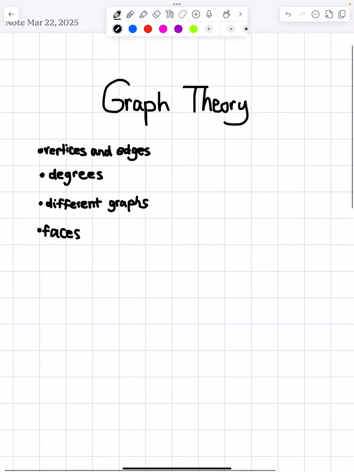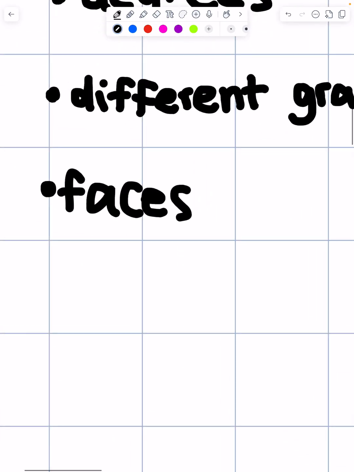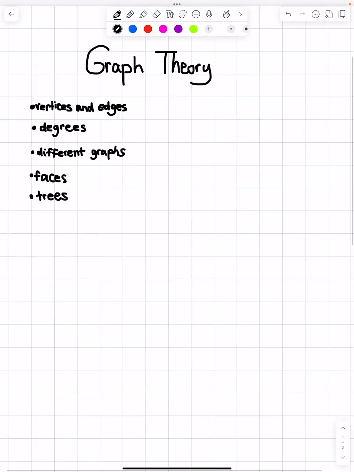So today we are going to learn about graph theory, but mainly we're going to learn about what are vertices and edges, what's a degree of a vertex, and the different graphs, how to differentiate different graphs, and faces. Oh, and trees. I forgot. So, let's start.